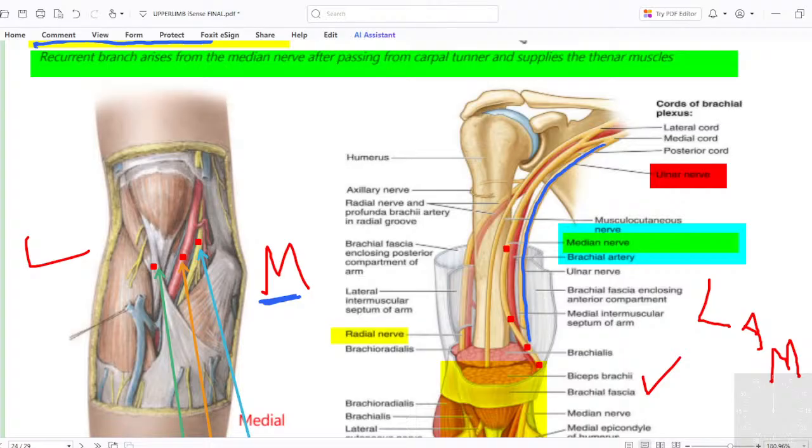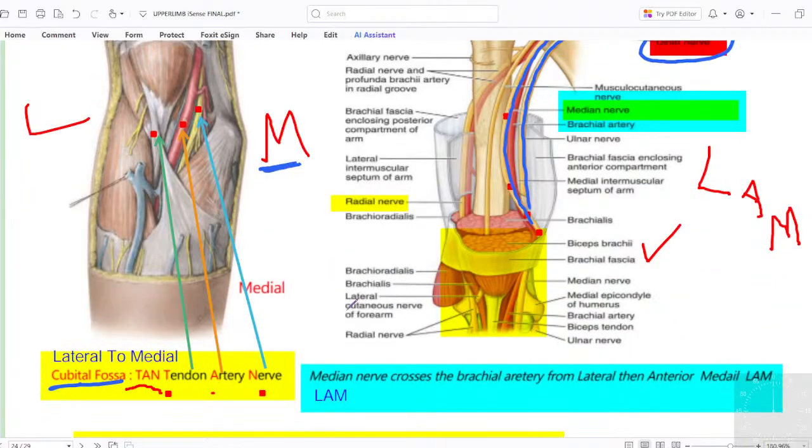This is the ulnar nerve. The ulnar nerve is the most medial, it always stays most medial. The mnemonic I remembered: from lateral to medial, a nerve, a median nerve, then brachial artery, then biceps tendon, and then the ulnar nerve. NAMN, I remembered it like that.